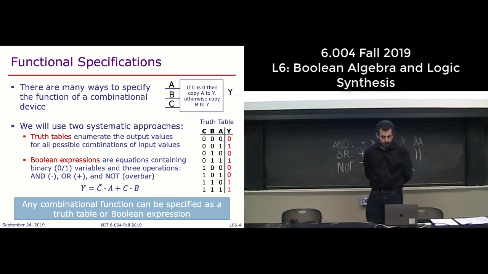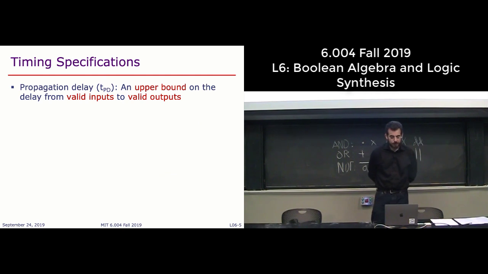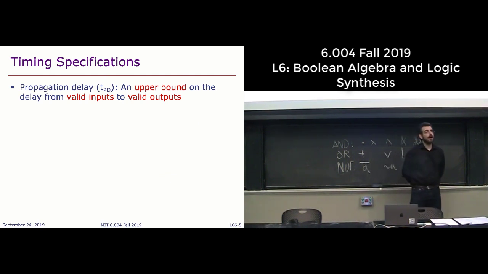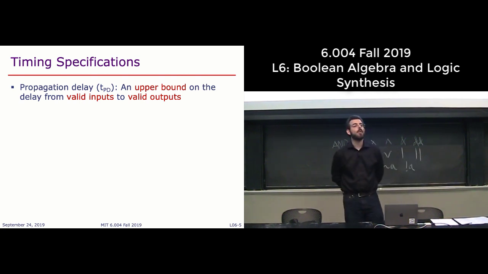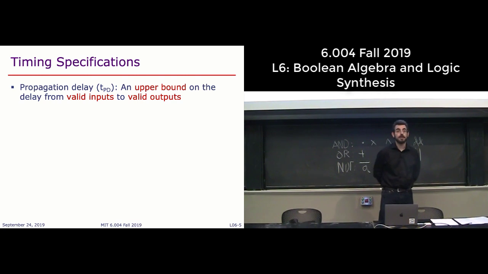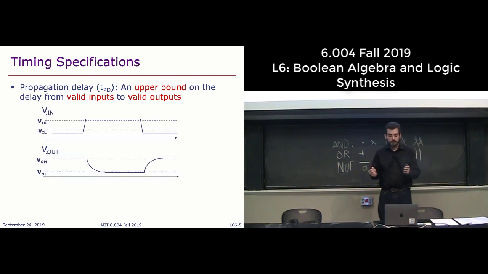Before we jump into these Boolean expressions, I'd like to spend a couple of minutes talking about time, which is the other important part of combinational logic. So we said that one of the key properties of combinational logic is that you want the output to be ready in some bounded amount of time, right? And this is what we call the propagation delay. So precisely, the propagation delay, which we denote with this TPD over here, is an upper bound on the delay from having valid and stable inputs to having valid and stable outputs.